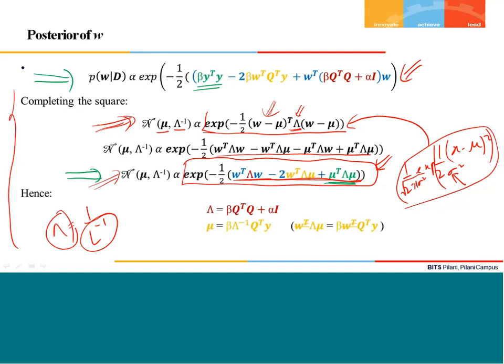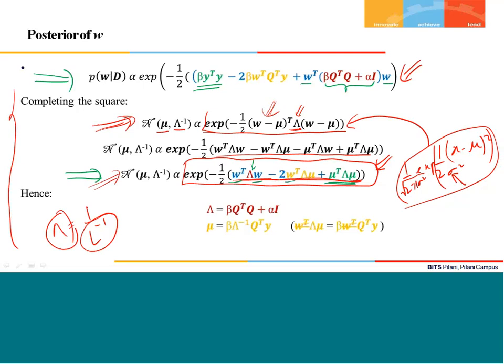I am getting W transpose W. So in between, this is a variance. Oh, this is a precision matrix. So this is a precision matrix for me.